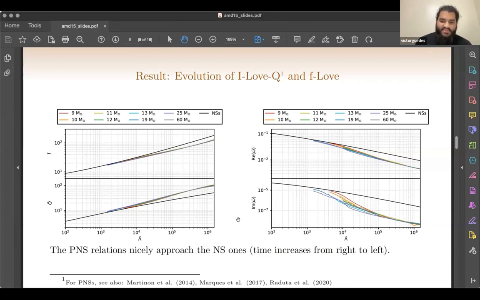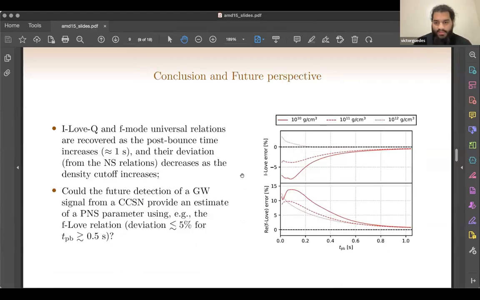And since the maximum time that we have in the simulations that we are considering is around 1 second, we can say that the relations are recovered to within 1 second. And with that, I would like to conclude this part. We see that the I-Love-Q and the F-Love relations are recovered to within 1 second of post-bounce time. And as I mentioned before, if we change the surface density, we could have different numerical results for the frequencies, and we could have different relations. And we see that if we increase the surface density, the density cutoff for our models, the deviation between the proto-neutron star relations and the neutron star relations gets lower. And of course, in all cases, they all approach the cold neutron star case as time increases. Here I'm showing in the right picture the percentage error for the I-Love relation and the F-Love relation.